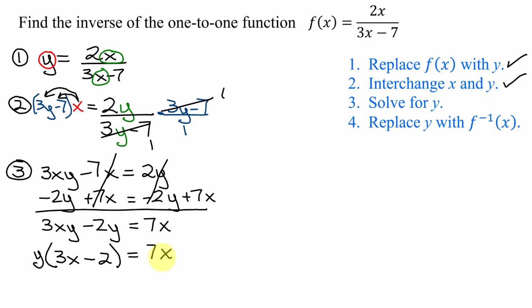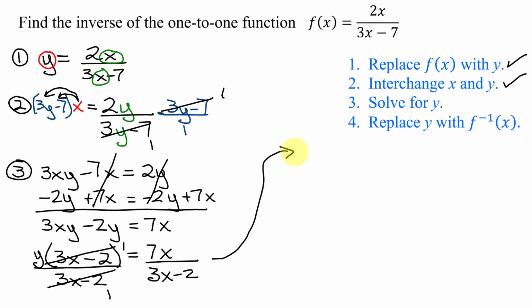So that equals 7x. Now to get the y by itself, all I have to do is divide both sides by 3x minus 2. These are going to reduce, and I'm going to get y equals 7x divided by 3x minus 2. Well, I finally finished step 3.